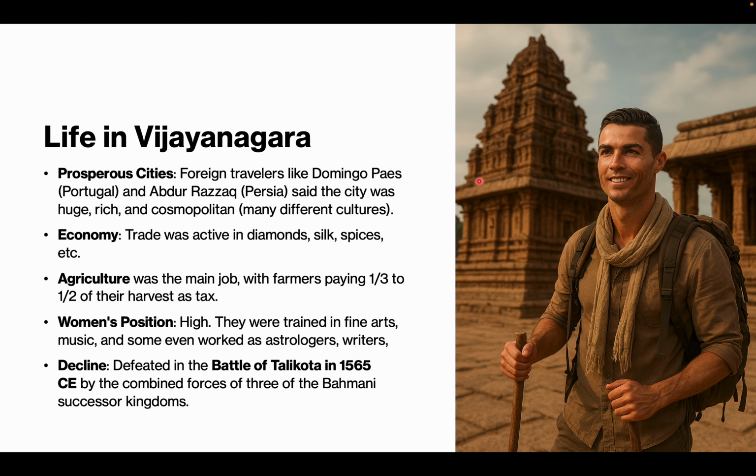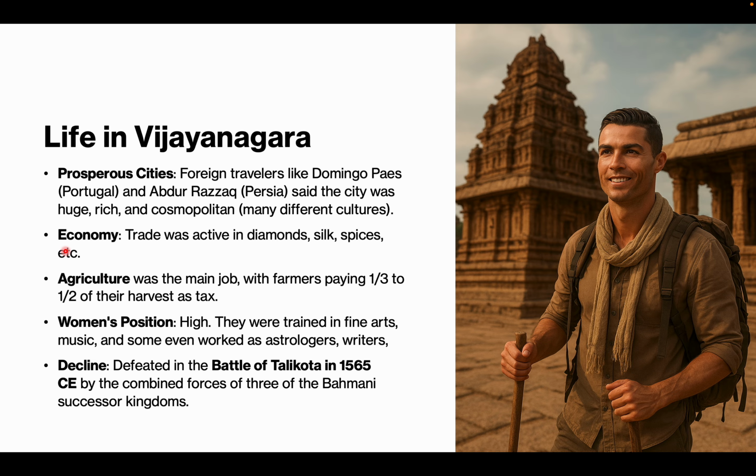Okay. And he and Abdul Razak from Persia visited and made a note in their book or whatever journal they would have kept. They said this is really huge, really rich, and really cosmopolitan with many different cultures. Something like Bangalore only, or Mumbai, or Hyderabad, or Gurgaon. And trade was very active during that time.